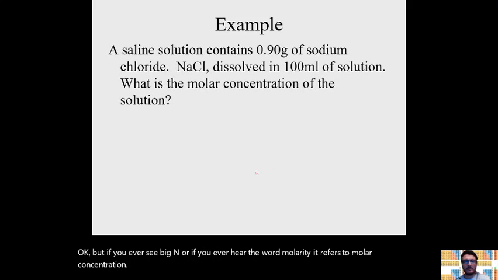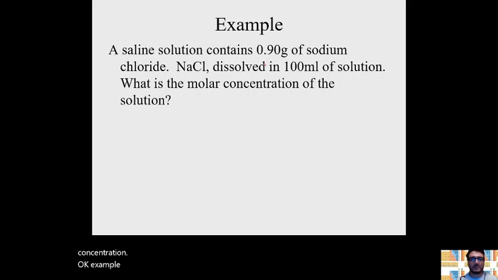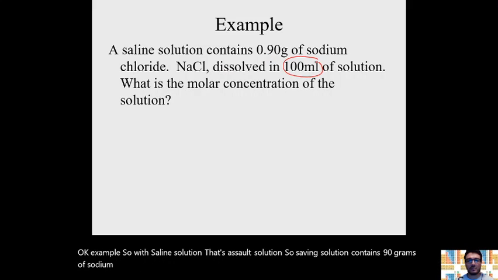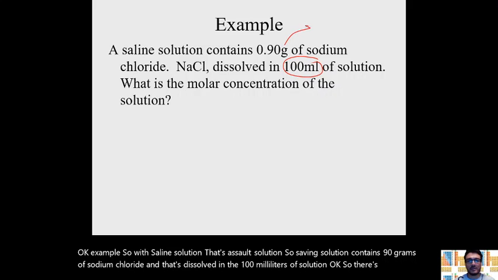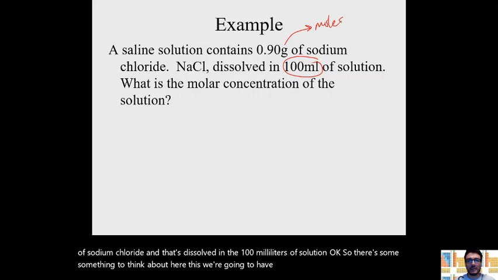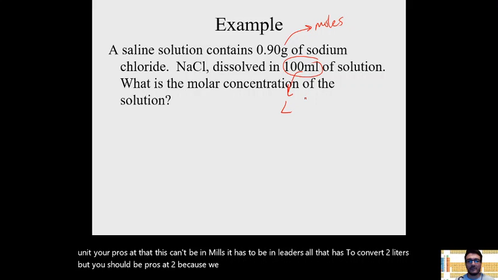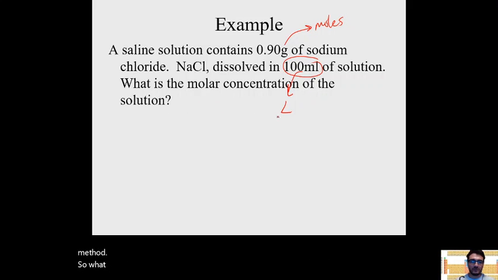Okay, example. A saline solution, that's a salt solution. So a saline solution contains 0.90 grams of sodium chloride, and that's dissolved in 100 milliliters of solution. Okay, so there's something to think about here. This we're going to have to convert to moles, but after your last unit, you're pros at that. This can't be in mL, it has to be in liters. So that has to convert to liters, but you should be pros at that too because we know how to do that using the factor label method. So what is the molar concentration of the solution?